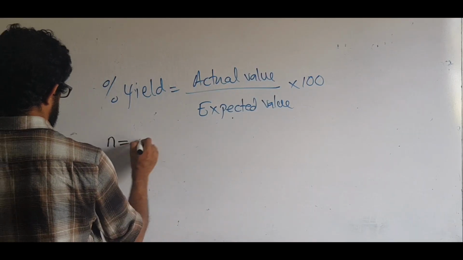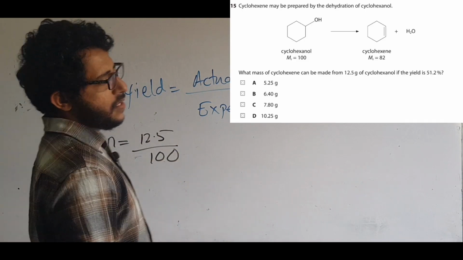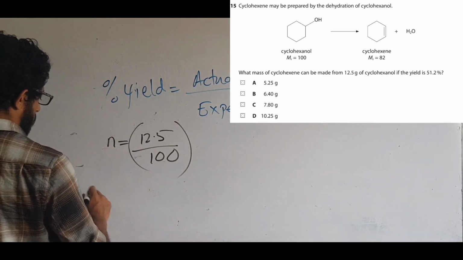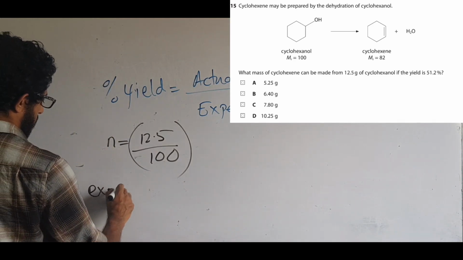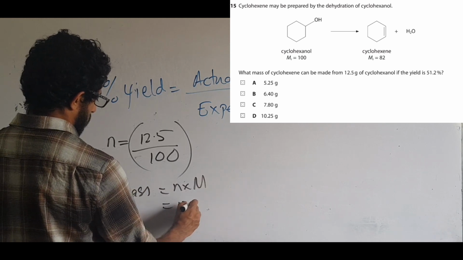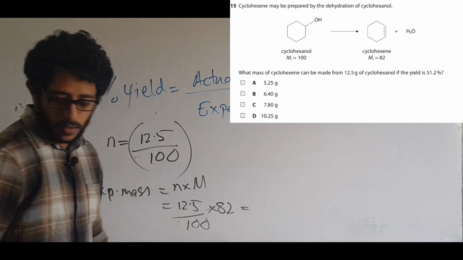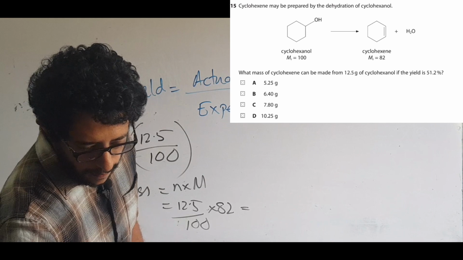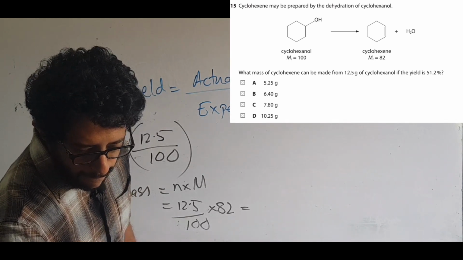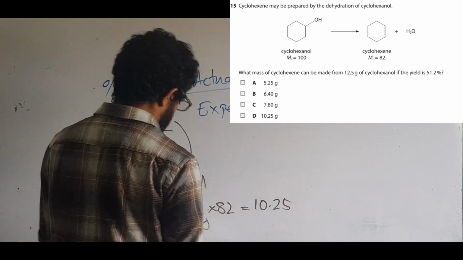So the amount you have to find first: 12.5 divided by 100. Now in this case the reaction is 1:1, so the expected amount should also be the same. So the expected mass would be amount into molar mass, 12.5 over 100, molar mass would be 82. So that is the expected mass, 10.25.